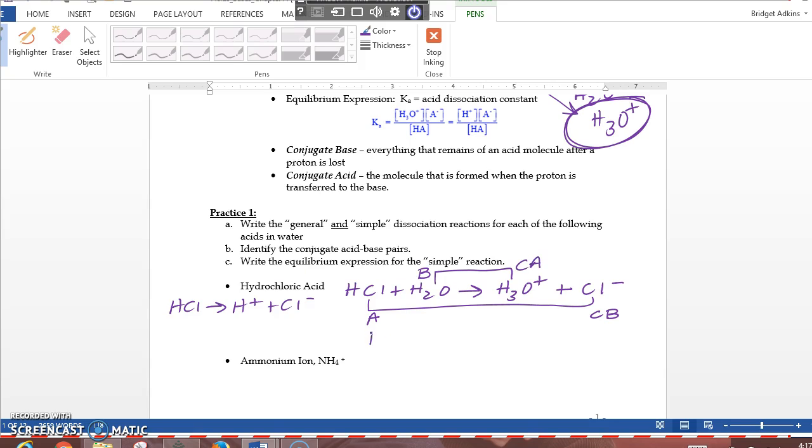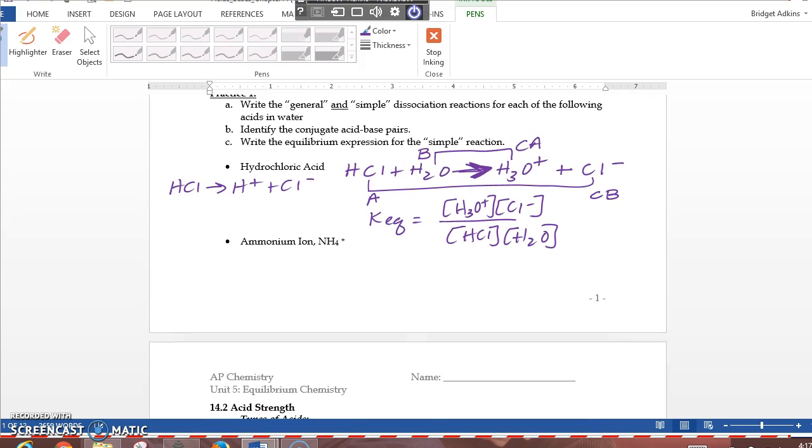Write the equilibrium expression, so Keq equals. Now we can write this out, but again, we've got a single arrow, so this is not an equilibrium condition. But we can certainly write it out: H3O+ times Cl- all over the concentration of HCl times the concentration of H2O. This forward reaction completely happens, which tells you that these basically go to 0, and we wouldn't have an equilibrium. But just for practice, we can do that. Then we've got NH4+ being placed in water.